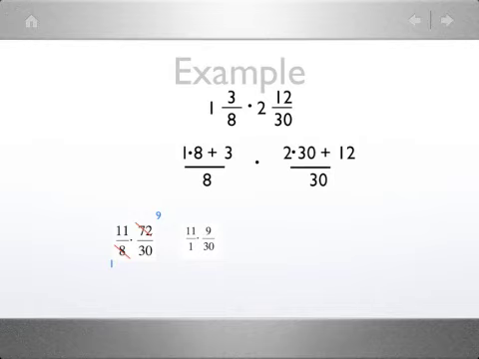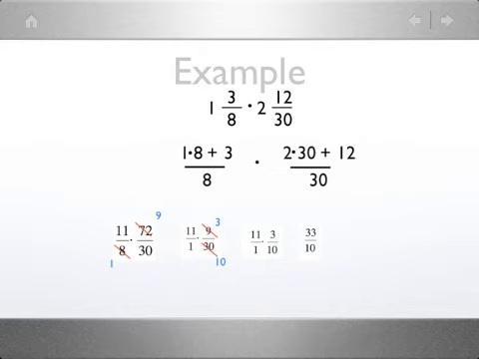Since 9 and 30 have a common factor of 3, I'm going to divide 9 by 3, which gives me 3. And then I'm going to divide 30 by 3, which gives me 10. So I have 11 over 1 times 3/10. Since there's no more common factors, I'm just going to multiply. 11 times 3 is 33, and 1 times 10 is 10. So I get my answer of 33/10.